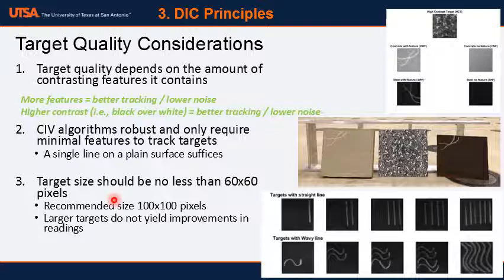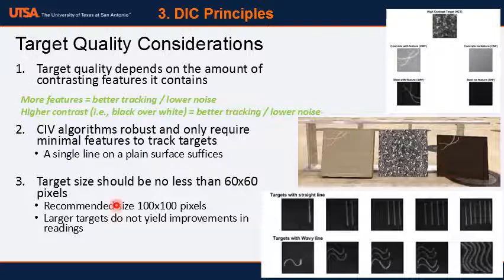Now, target size is important, and by target size I'm not talking about the physical dimension, I'm talking about the pixel dimension of the sub-image you're going to crop. We highly recommend you don't go below 60 by 60 pixels. That's when noise starts picking up quite a bit. That's kind of the minimal recommended target size, and the system allows you the flexibility of selecting different size targets.